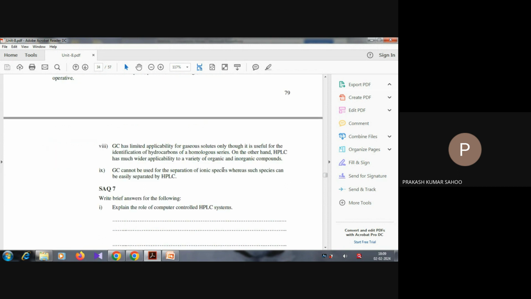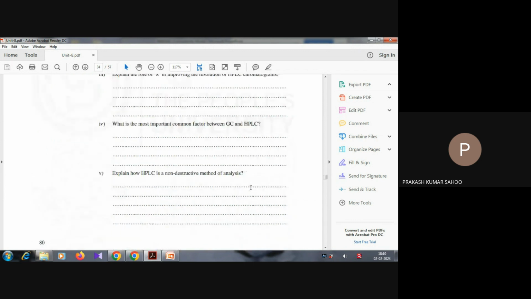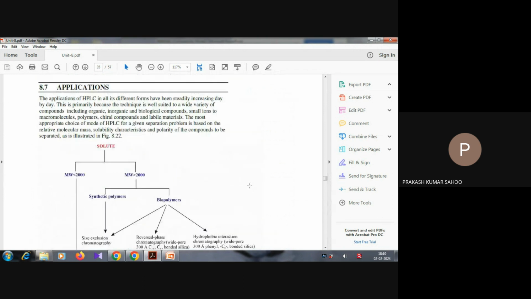etc. GC has limited applicability for gaseous solute only, though it is useful for the identification of hydrocarbons of a homologous series. On the other hand, HPLC has much wider applicability to a variety of organic and inorganic compounds. GC cannot be used for separation of ionic species, whereas HPLC can. So these are some similarity and dissimilarity between GC and HPLC. Then various applications.